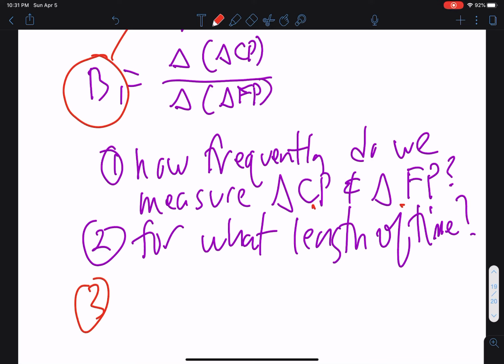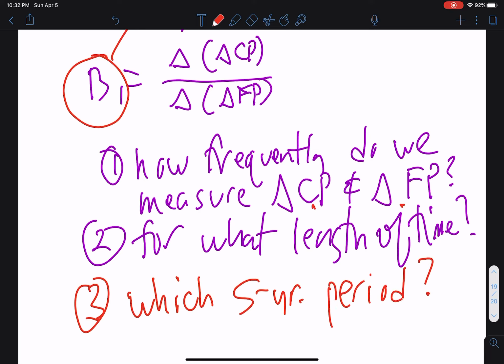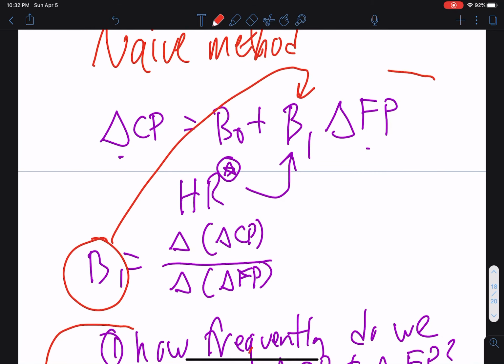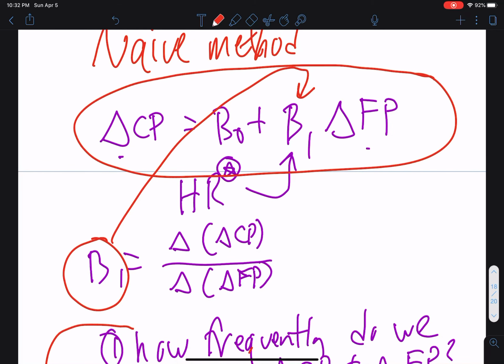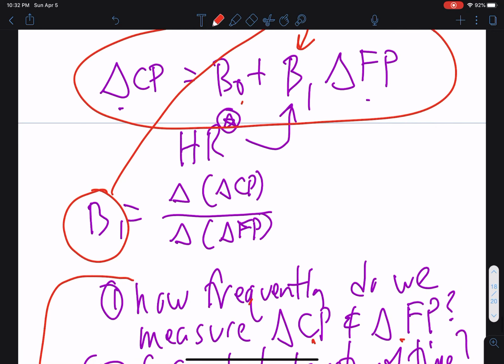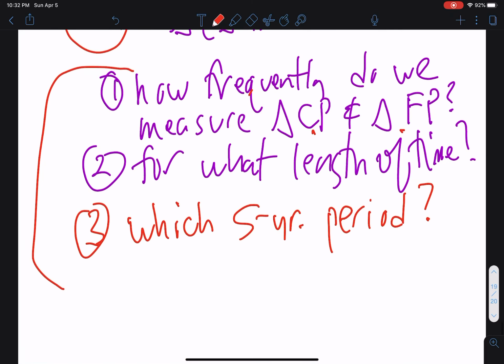A third issue is once we decide on a length of time, let's say we decide to do daily price changes for 5 years. Well, then the third question is which 5-year period? The most recent 5? Do we skip a year and do the 5 that preceded that? What do we use? So these are 3 questions we have to consider whenever we're planning on using regression analysis with this equation to generate a beta estimate as a proxy or a best guess for the hedge ratio that we should use.